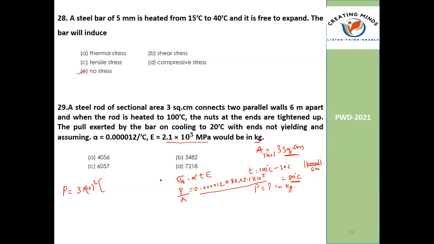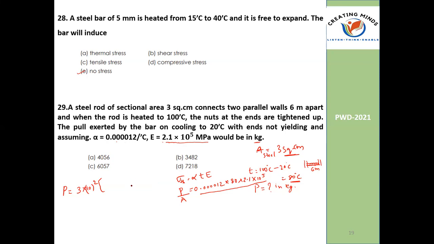How much are you getting? Compute the P value. What is the P value? Divided by 9.81, sir? Yes, divided by 9.81. Why? Because whether you do it with 10 or 9.81, no problem, you're getting approximately near answers. Whatever P value you get in Newton, you have to convert it to kg. The ultimate aim is everything in kg, right? So how much are you getting?